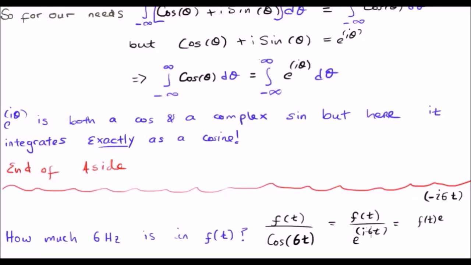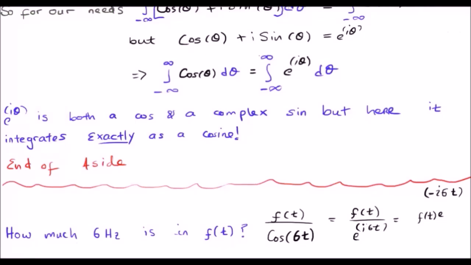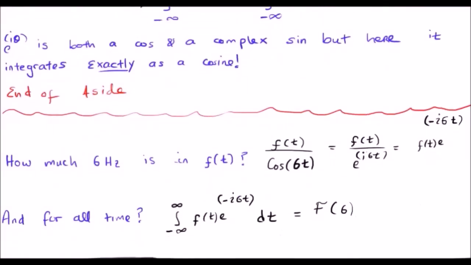But we can bring this part of the expression above the line provided we change the sign on the argument. So we have f of t multiplied by e to the minus i 6t. So what that means is that f of t multiplied by e to the minus i 6t is the same as dividing our function by cosine 6t in this particular case. But this is also only at a particular point in time. So let's extend it to all time by performing an infinite integral.